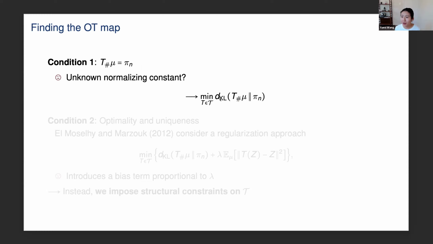So finding the OT map requires the map to satisfy two conditions. The first one: it has to be a transport map that pushes mu to pi n, pushes your reference distribution to a target distribution. And this is not a directly invertible object. Here's a question.